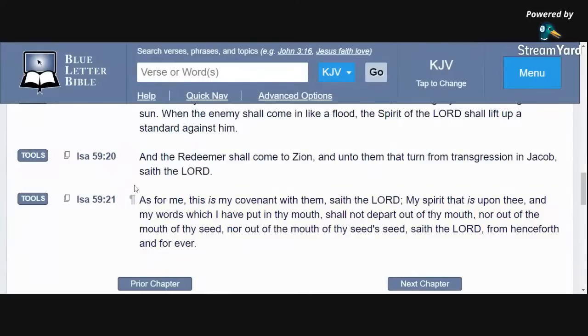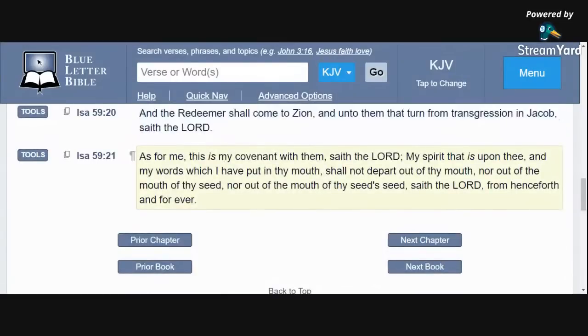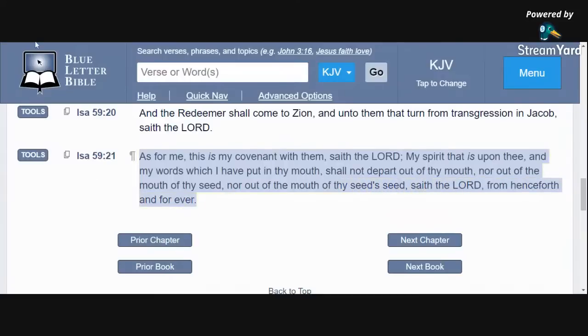This is Isaiah 59, verse 20. It says, and the Redeemer shall come to Zion, and unto them that turn from transgression in Jacob, saith the Lord. As for me, this is my covenant with them, saith the Lord. My spirit that is upon thee, and my words which I have put in thy mouth, shall not depart out of thy mouth, nor out of the mouth of thy seed, saith the Lord, from henceforth and forever. Now, I read that scripture for a couple of different reasons.